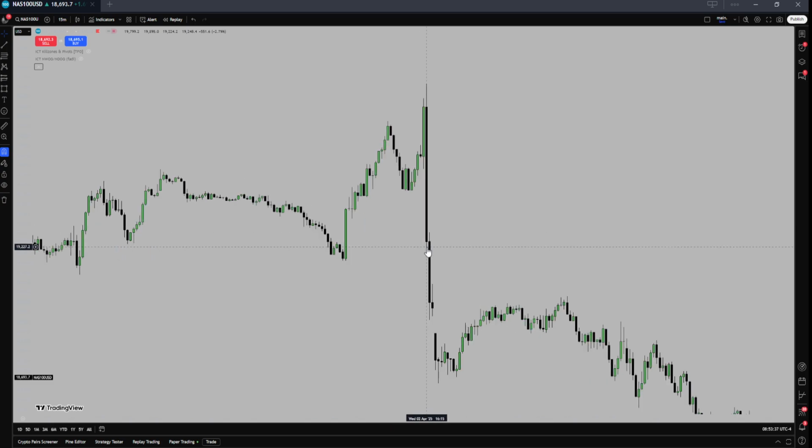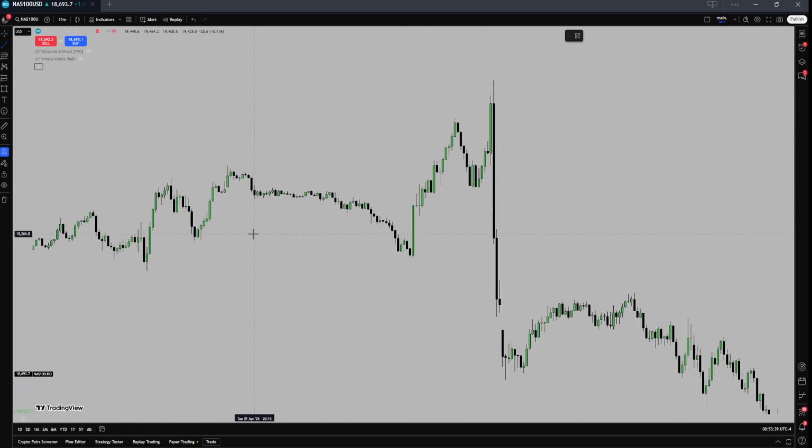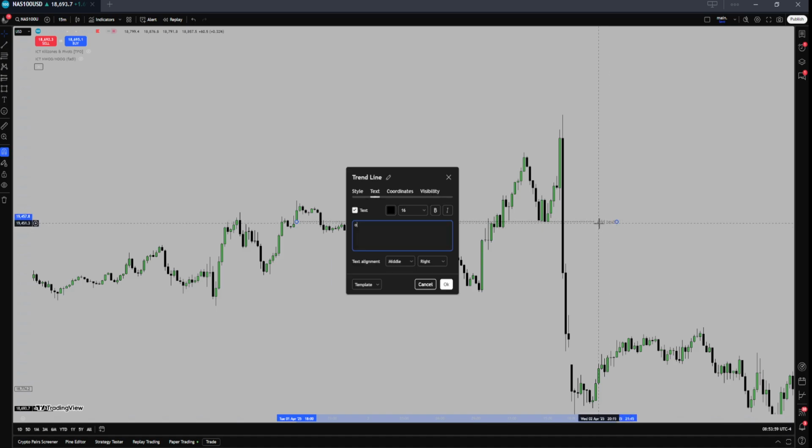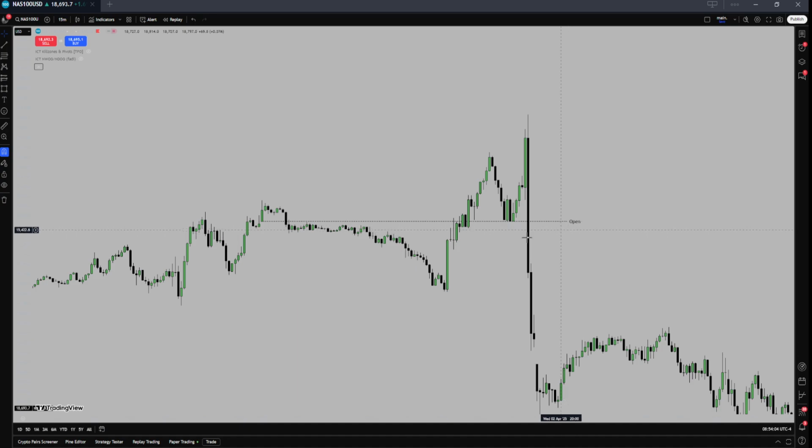So this day we had news, but let's still look at it. So 18:00, around here. Yep, around, where is it? Right there. So this is where the daily candle opens. Open. And as you can see, it literally acts as a resistance or a support level.